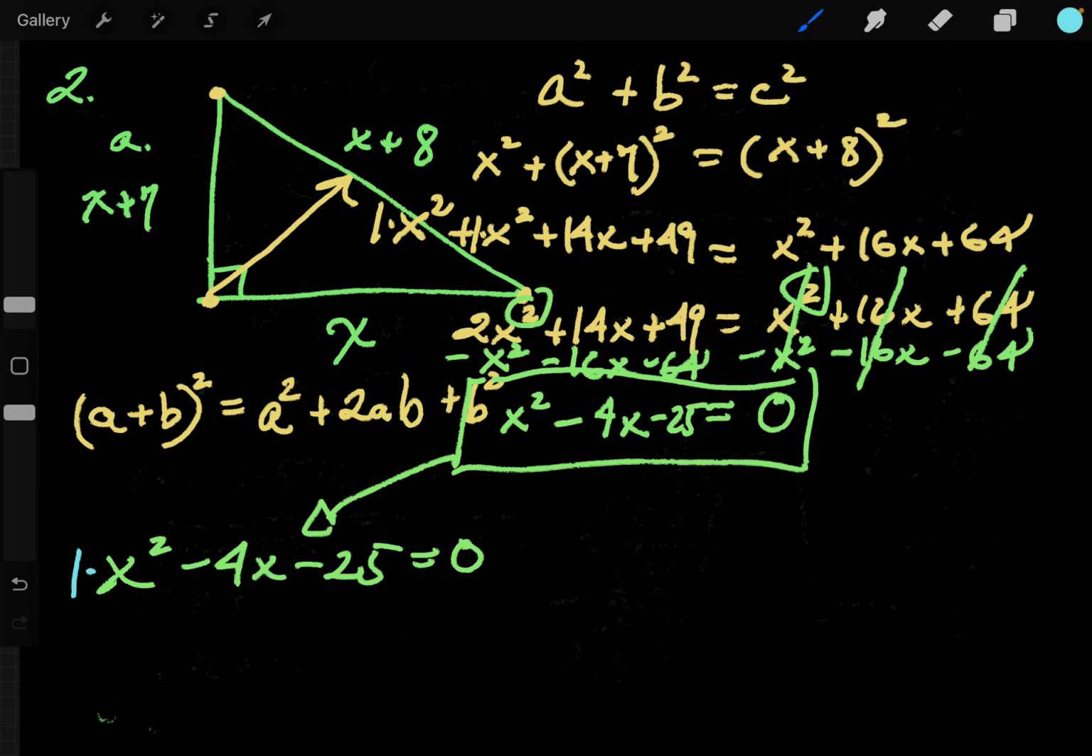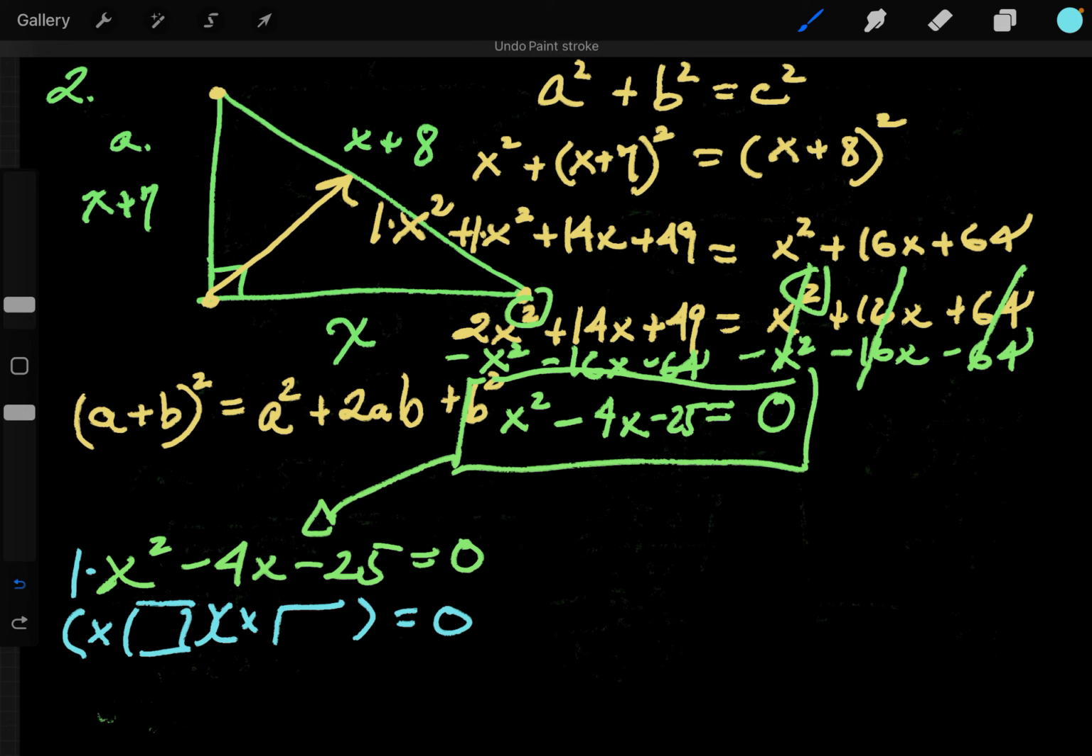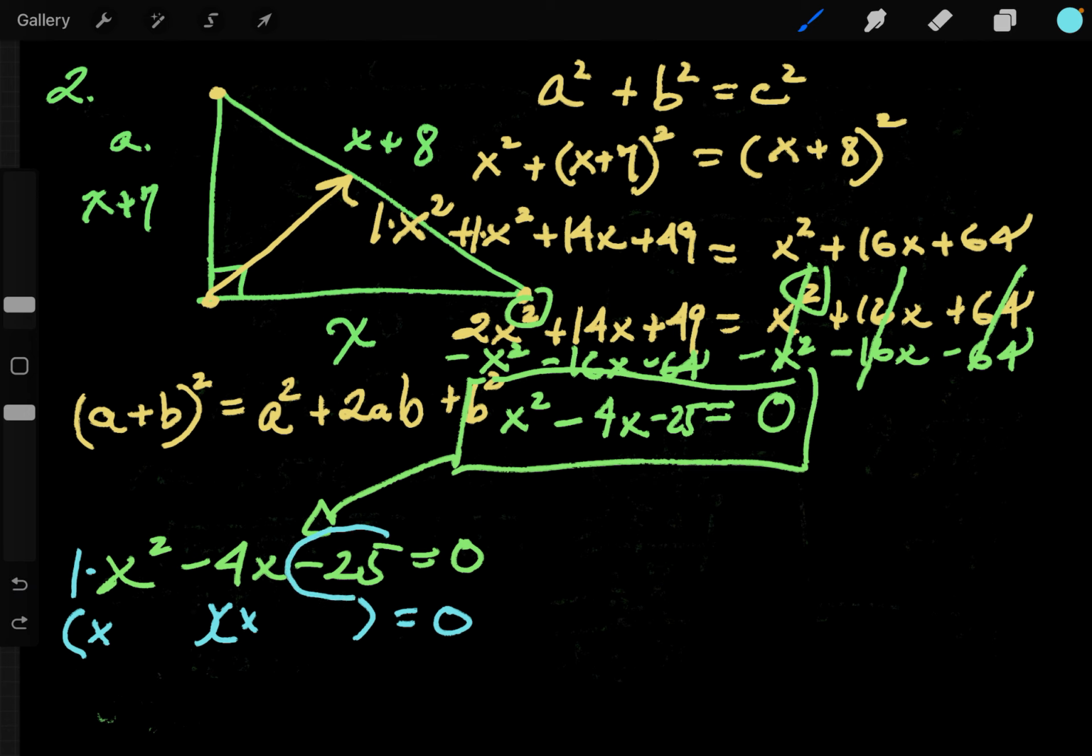1? That's an imaginary 1 there. And when that happens, you could factor it in a nice and easy way. You could write it as x, x equals 0. And the answer for what goes in these slots is what multiplies to negative 25 but adds to negative 4. So what multiplies to negative 25 but adds to negative 4?